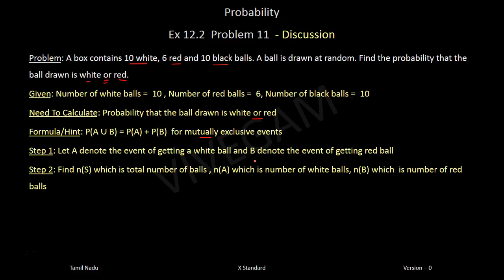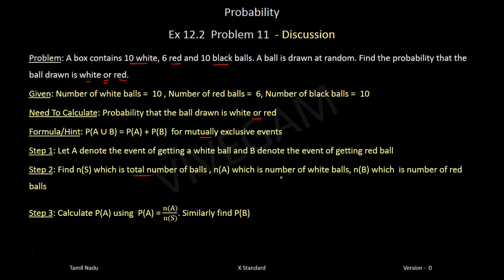Find n of S. What is n of S? It is the total number of balls, that is 10 plus 6 plus 10, that is 26 balls. And n of A, which is the number of white balls, in this case is 10, and n of B, which is the number of red balls, is 6. Then calculate P of A, which is nothing but n of A divided by n of S, that is number of white balls divided by total number of balls. N of S is nothing but total number of balls. We have given it here.